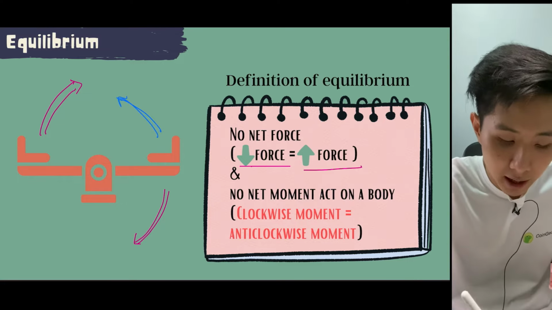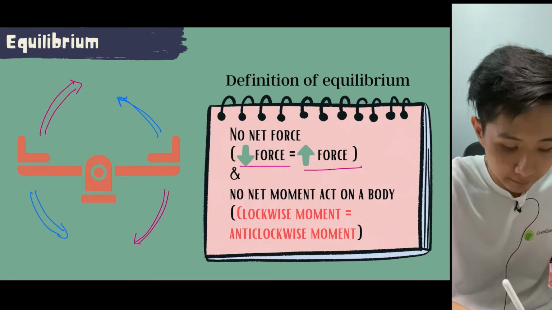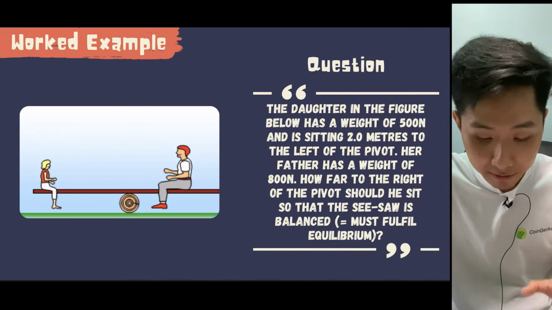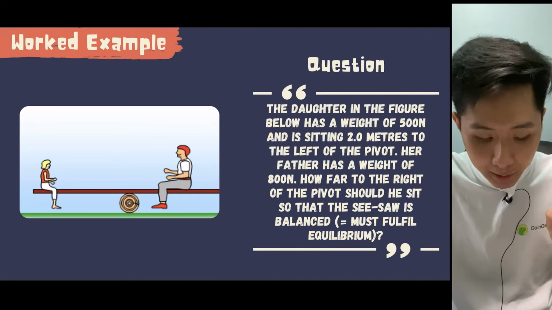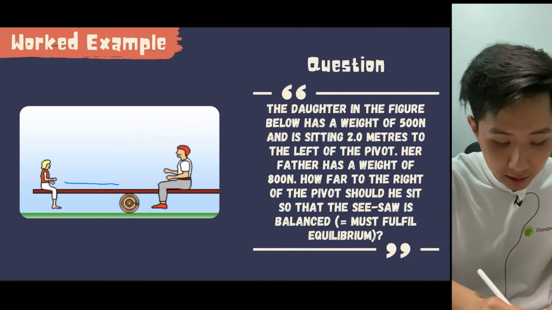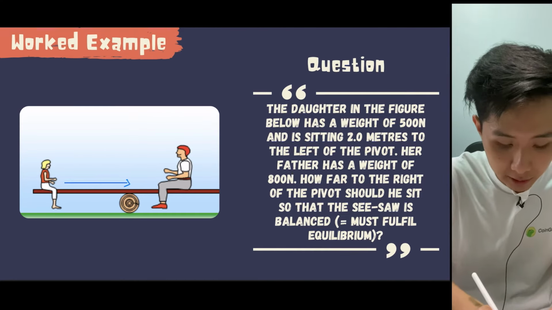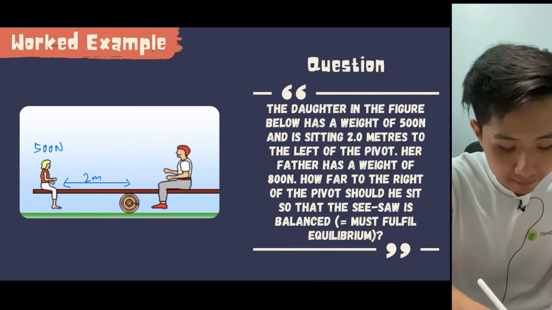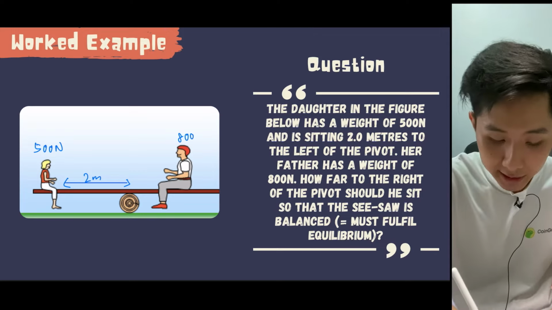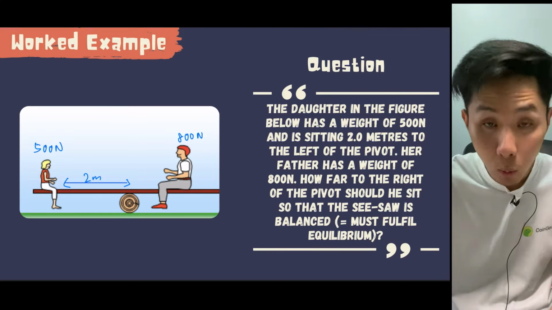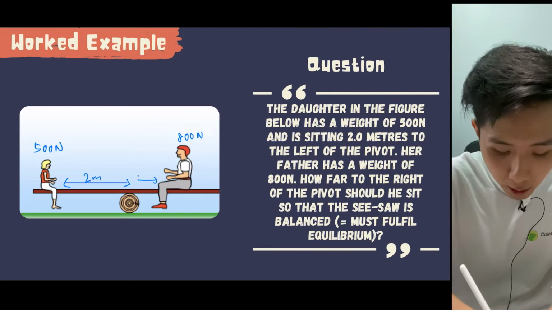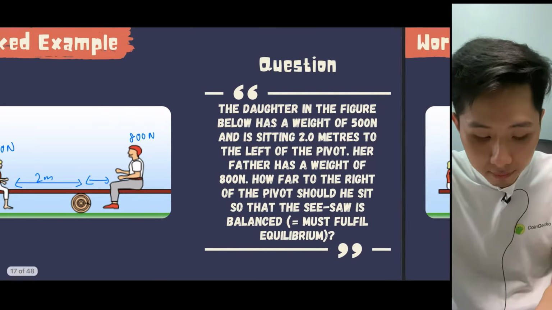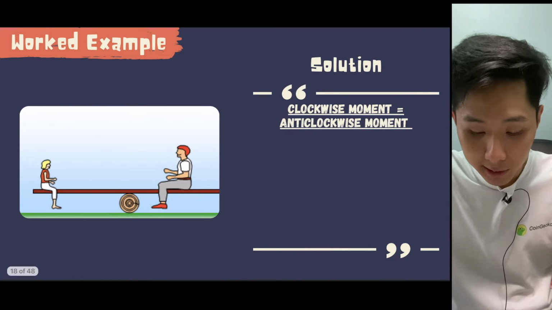As represented by the blue arrow. All right, so to show you what it means, I have a real life example here. We have a girl sitting 2 meters apart from the pivot. The pivot is basically the pivot, and she weighs 500 Newton, whereas the father is 800 Newton. The question asks where he should sit in order to have an equilibrium. So let's try to solve this question.